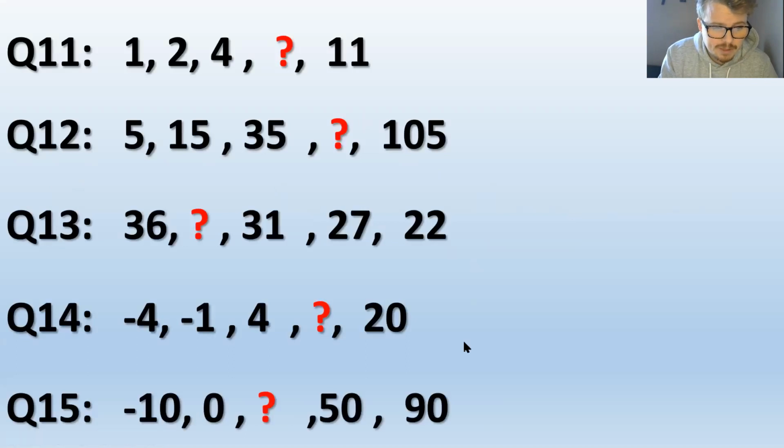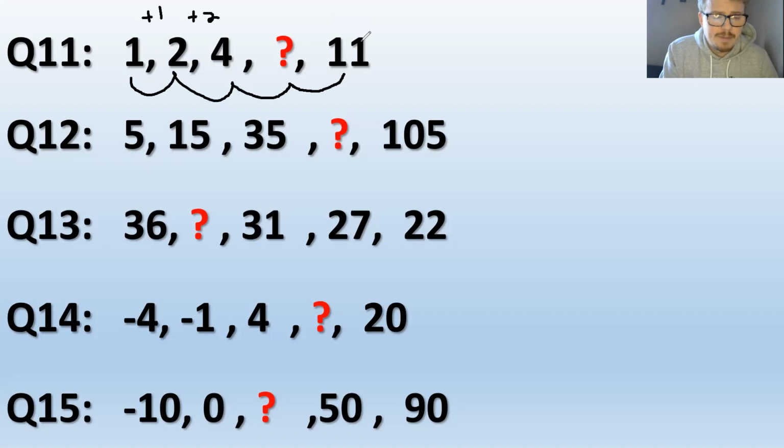If we look at the first sequence, from 1 to 2 is +1. Okay, so let me write +1. And then from 2 to 4 is +2. And then from 4 to this missing value, we don't know just yet. And therefore, we don't know the relationship between this one and that one, the question mark and the 11 just yet, do we?